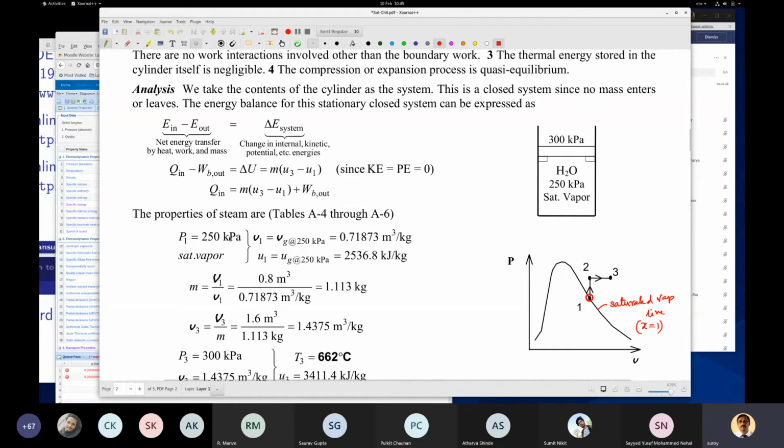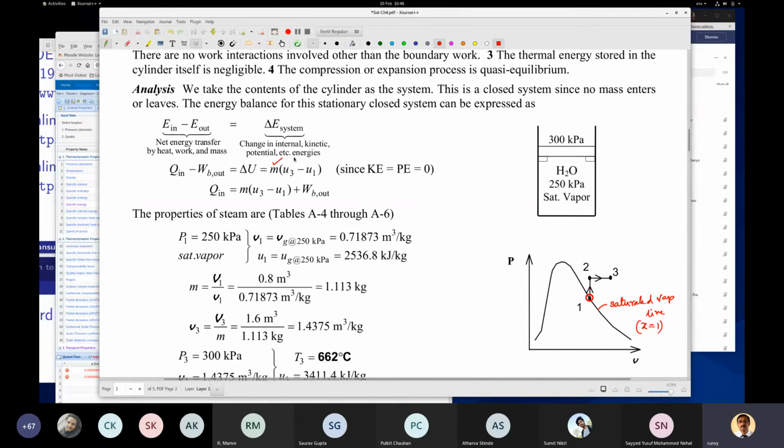So here we can look up the properties at 200 kilopascal and saturated vapor. This is the condition, saturated vapor. So here we know the specific volume, g means gas, so 0.71873 meter cube per kg. And the internal energy is also known to us, right? So we get the full properties. And then mass is also known. Everything is known. So we have to know the mass inside, right?